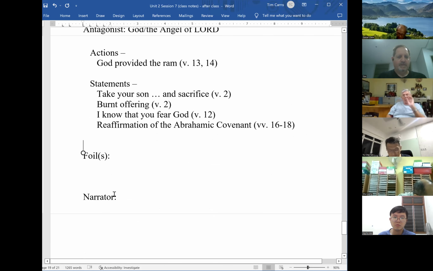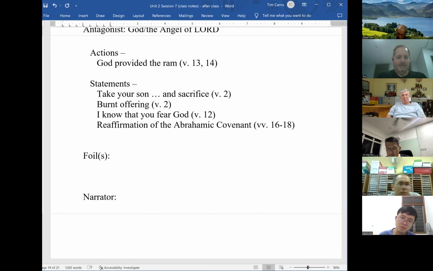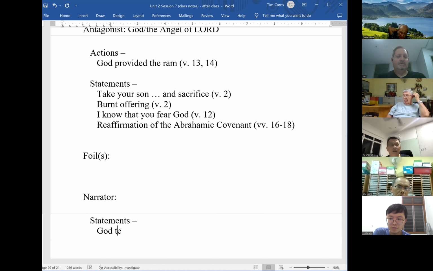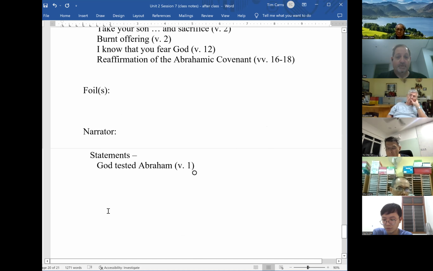How about the narrator? The narrator doesn't, of course, have any key actions, but the narrator can make key statements. What are some here? Again, looking at the story as a whole. Well, Moses started in verse 1 and says that God tested Abraham. Yes. So we're given an overview by the narrator. He wants us to know right from the beginning what the point is, what is going on. Good. What else?